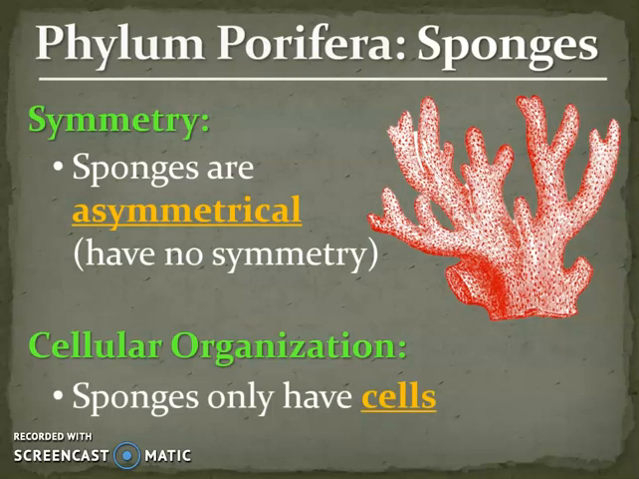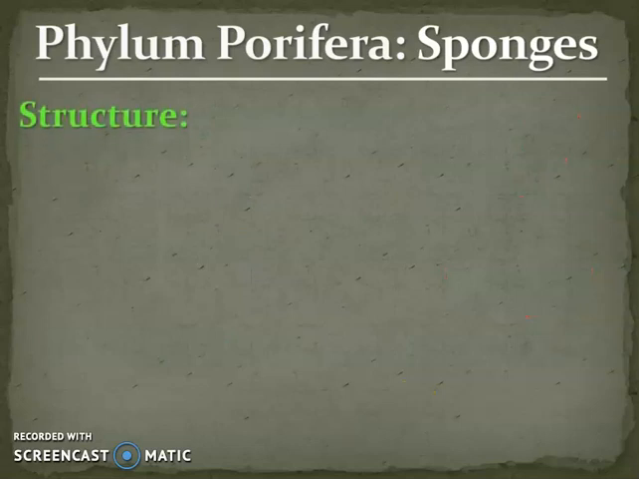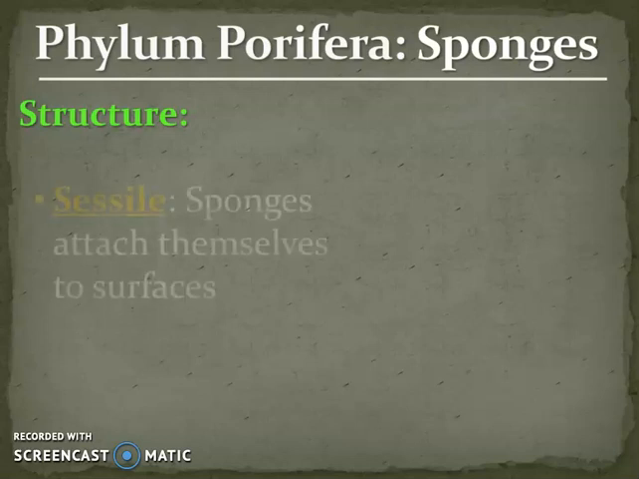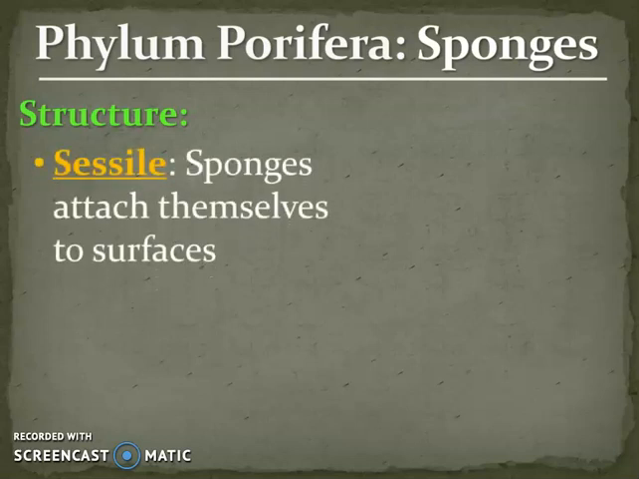They are only cells. And I want to talk about their structure because when we look at sponges, we just kind of see this thing underwater. And there's so much more to them that you don't even know is there. First of all, they are sessile, meaning that they're stationary. They're going to attach themselves to surfaces, and where they are is where they stay.